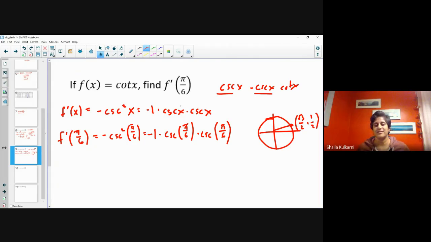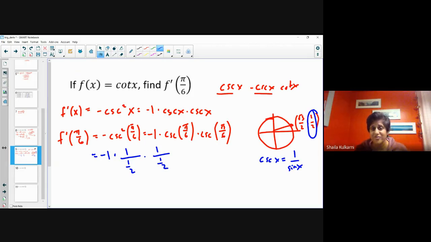So cosecant is the reciprocal of sine. That means I am trying to find 1 over the sine coordinate. So this right here is the same as saying negative 1 times 1 over 1/2 times 1 over 1/2. Maybe you know that 1 over 1/2 is 2. 1 divided by a half, like how many halves go into 1? 2. Maybe you have to take that extra step of multiplying straight across. So you get negative 1 times 1 over 1/4.